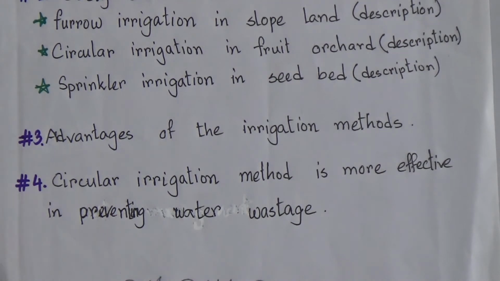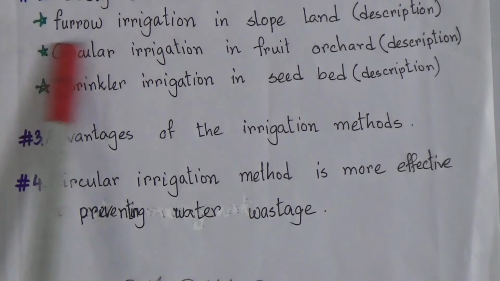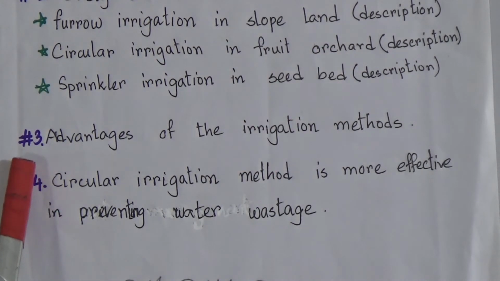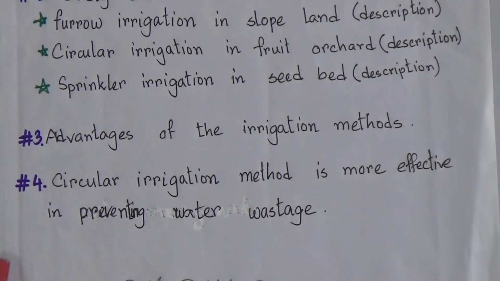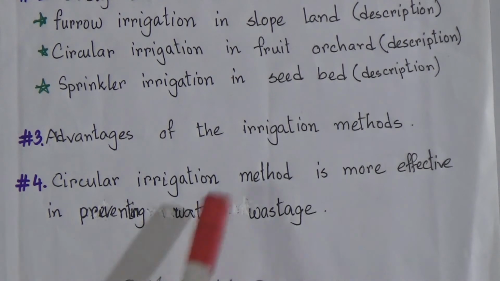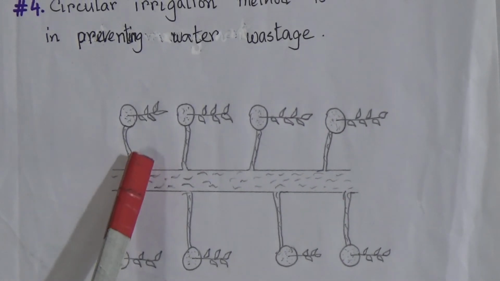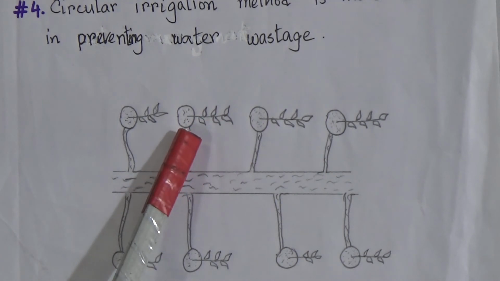For writing the answer, you must describe this, that in number 2 you must describe the irrigation methods, and in number 3 you must write at least one, so you can write also more than 2 or 3 advantages of the irrigation methods. And in number 4 you must describe the circular irrigation methods in brief, and after describing it you will show how it is more effective in preventing water wastage.